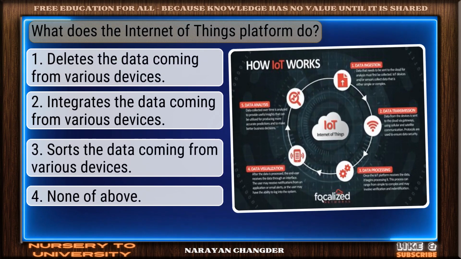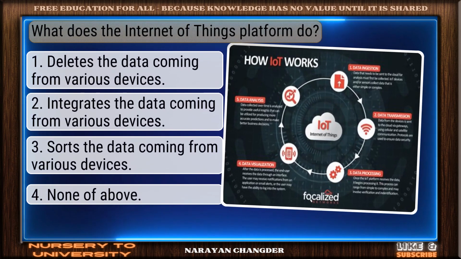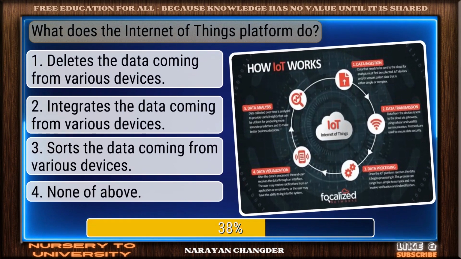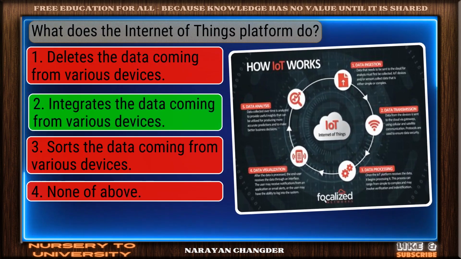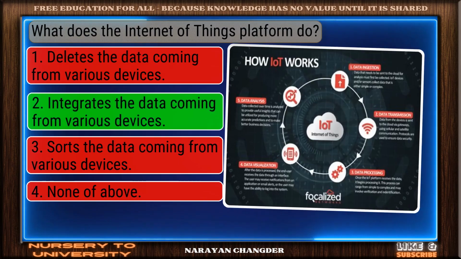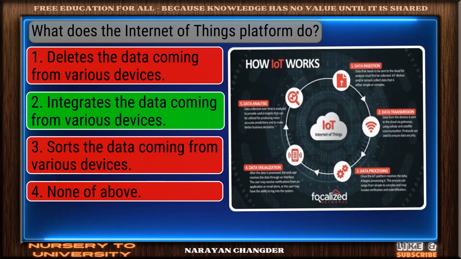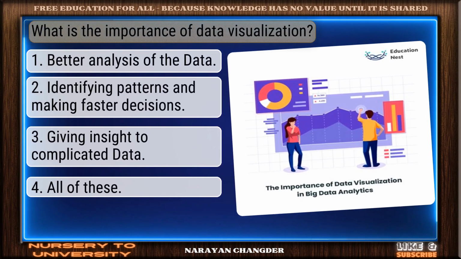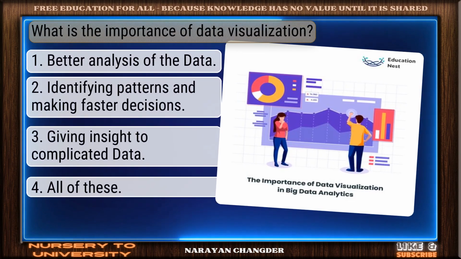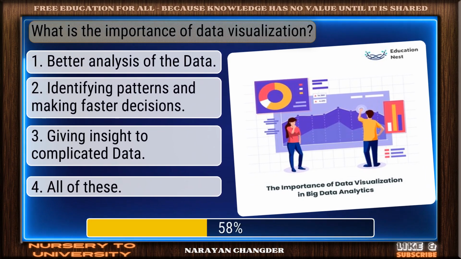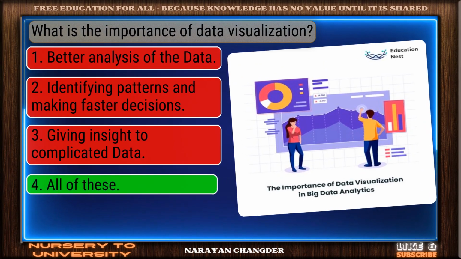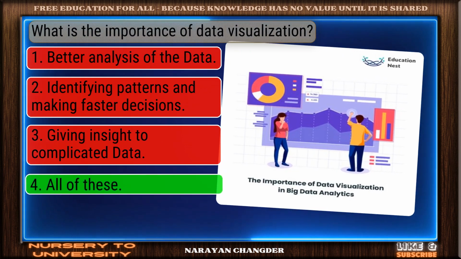Question number 29. What does the Internet of Things platform do? On track. Integrates the data coming from various devices is the correct answer. Question number 30. What is the importance of data visualization? Great thinking. All of these is the right choice.